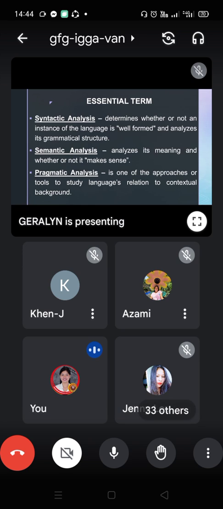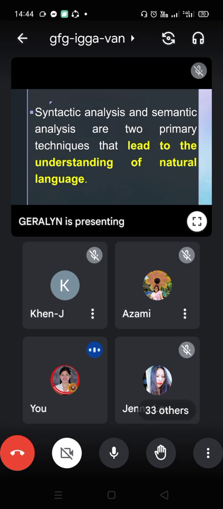So sa semantic analysis, it's how we understand what is the meaning of the sentence literally, and then pragmatic analysis is what is the meaning of the sentence according to the context. Later on, expound na to unsay difference anang semantic analysis and pragmatic analysis. Let's have first syntactic analysis.